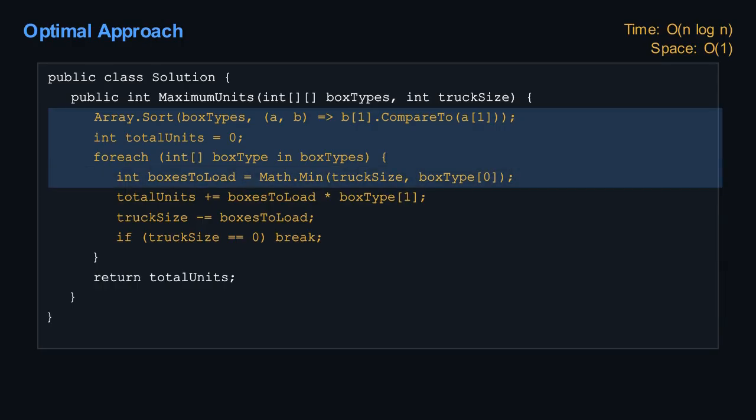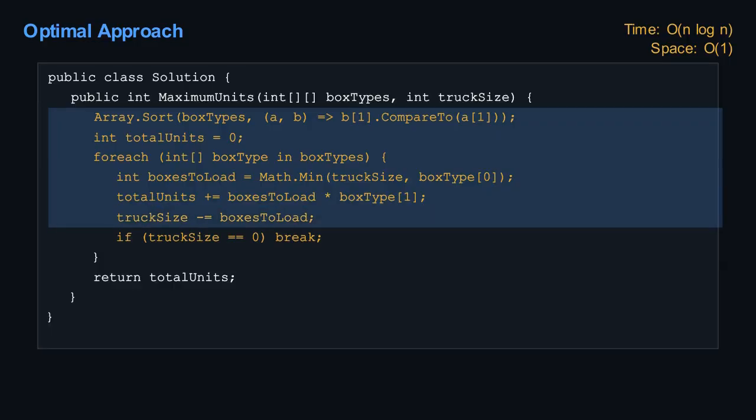Once sorted, we iterate through the box types. For each type, we calculate how many of these boxes we can actually load. This is the minimum of either the remaining truck capacity or the number of boxes of that type currently available. We add the units from these loaded boxes to our total and then decrement the truck's remaining capacity. We continue this process until the truck capacity reaches 0.